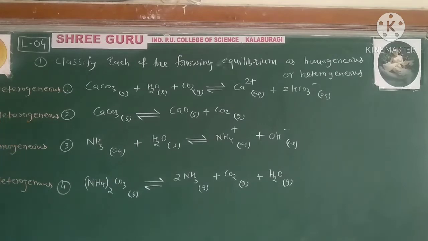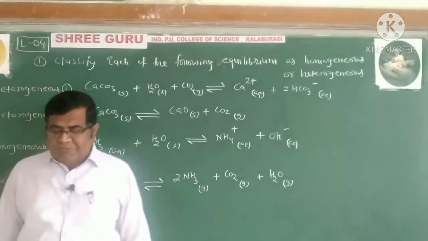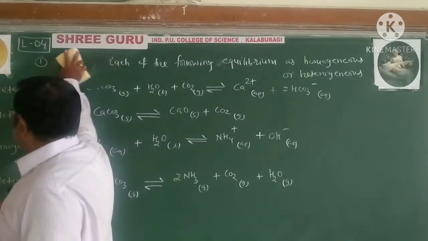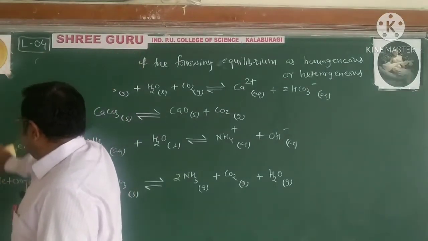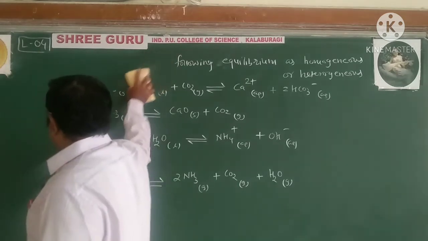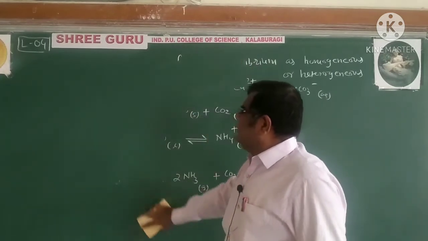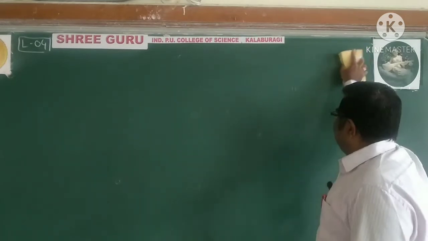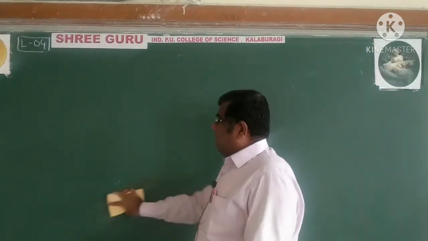We have to just look into the physical state phases. If they are different, we have to say that it is heterogeneous. And if they are same, we have to classify that as a homogeneous equilibrium. So this is the first question. Very simple question, can be asked in the examination. So our concept should be very clear. Same phase homo, different phase hetero. That's how it is defined.